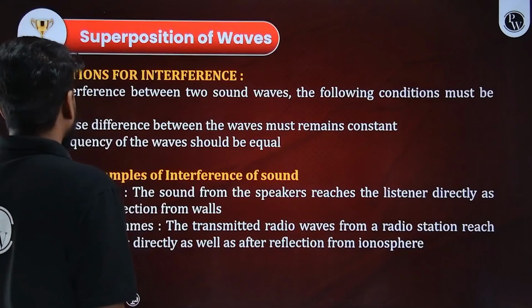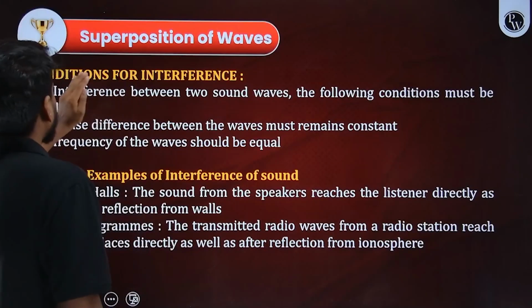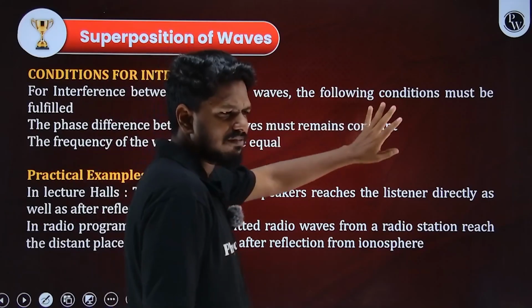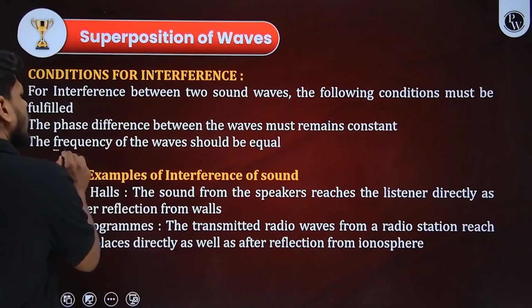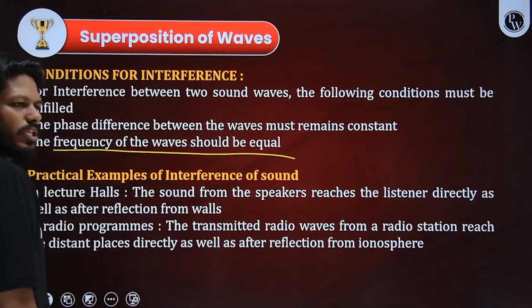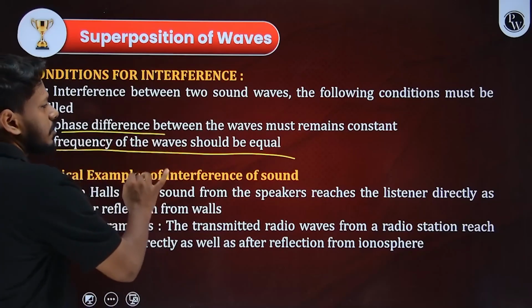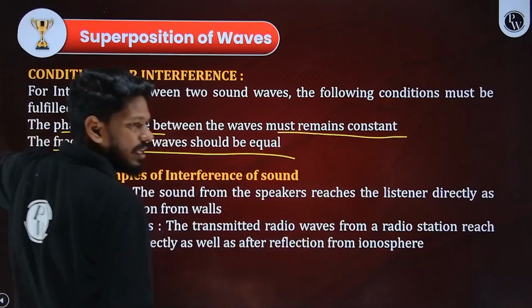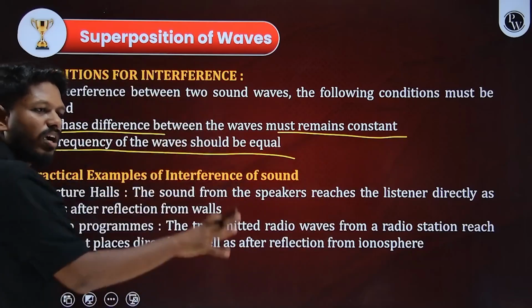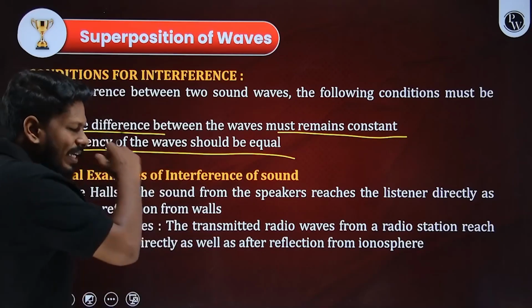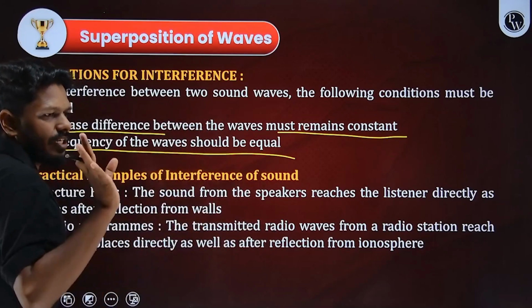Condition for interference. What is the condition? The interference between two sound waves must follow this condition. Frequency should be equal. They should have equal frequency. And the phase difference between them should be constant. The theta should be constant. Theta should not change. If two waves have an angle of 90 degrees, at any point of time they should have an angle of 90 degrees.